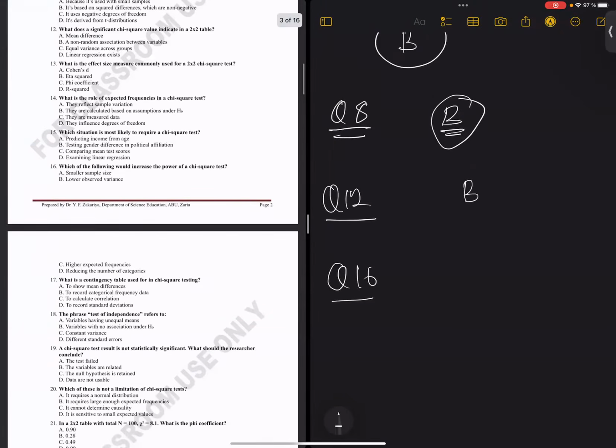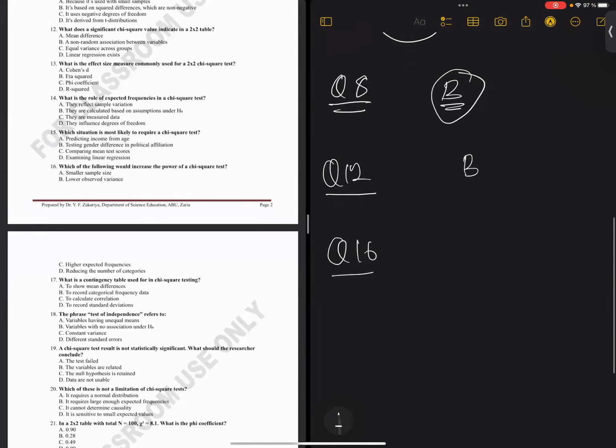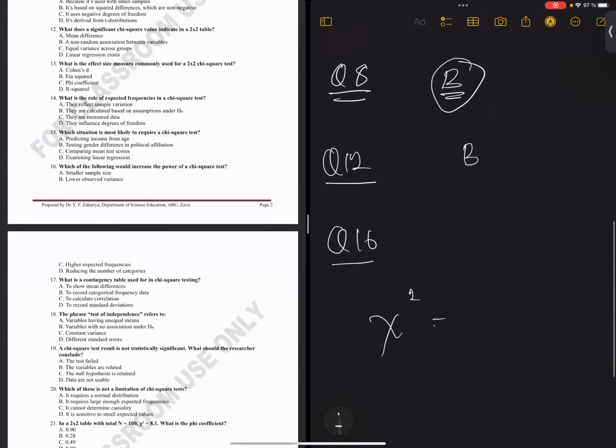Question 16 says, which of the following would increase the power of a chi-square? Smaller sample size, lower observed variance, higher expected frequencies, reducing the number of categories. Like I mentioned before in class, the chi-square statistic is the sum of O minus E squared over E, observed frequency, expected frequency.